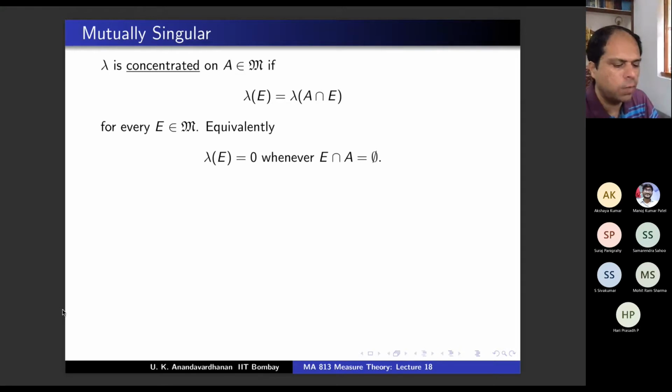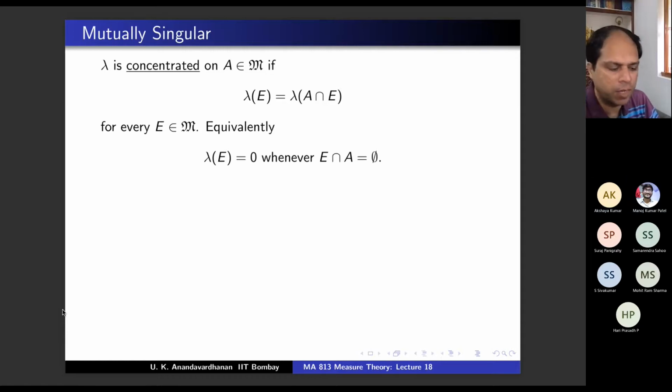Lambda of A complement intersection E is zero. And now that is clear, no? Because E intersection A complement intersection E is... correct. E intersection, what is our set? Our set is E intersection A complement, right? Yes. So it will be E intersection A complement.